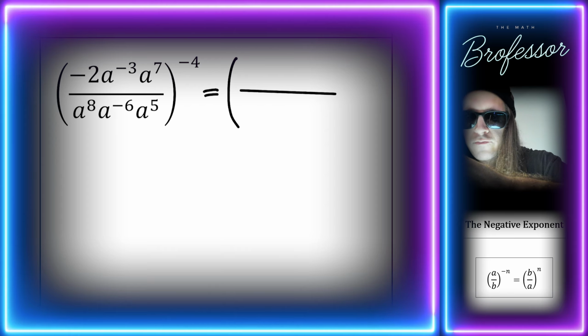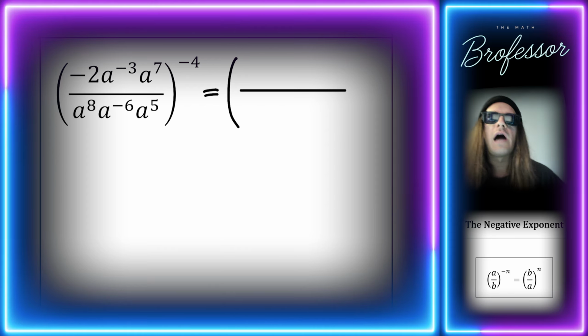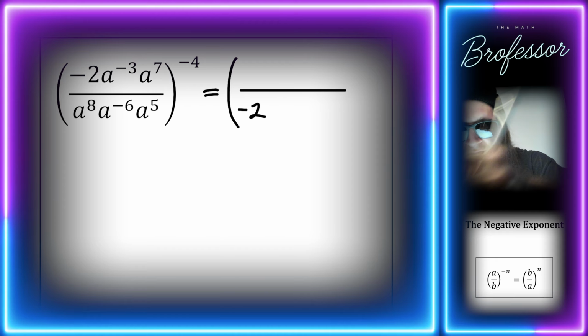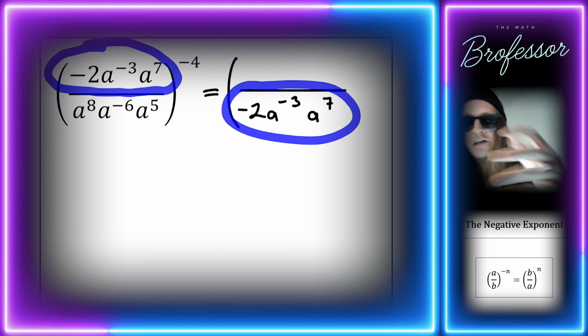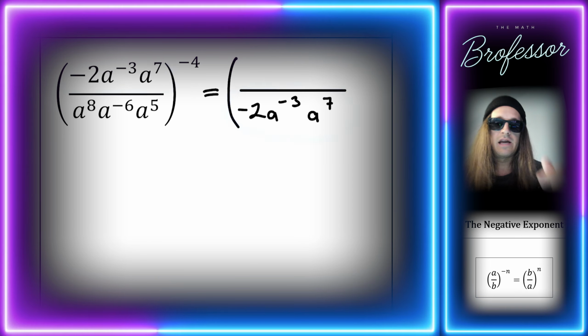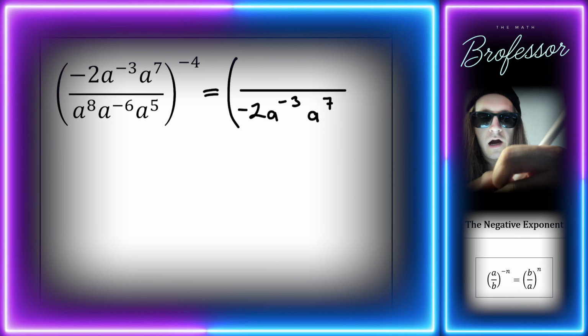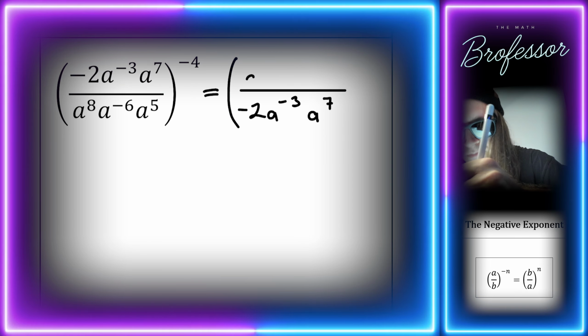We're going to flip everything on the inside, but we're not going to change any of it. So the 2 is still negative. The 3 on the A is still negative. The 7 on the A is positive. So all I did was rewrite the numerator as the denominator without changing a thing. Copy it down. Now I'm going to copy the denominator to the numerator.